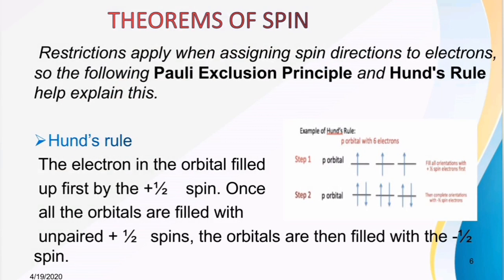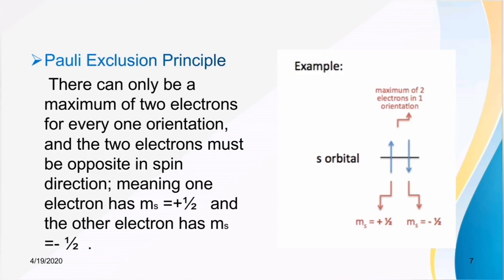Certain rules apply when assigning electrons of different spins to fill a subshell. One of these is Pauli's exclusion principle. It states that there can be only a maximum of 2 electrons for every one orientation, and the 2 electrons must be opposite in spin direction. That means one electron must have a value of plus half and the other electron must have a value of minus 1 by 2.